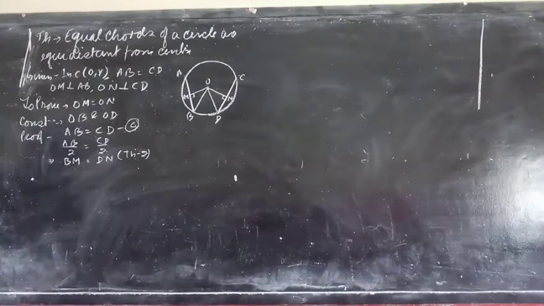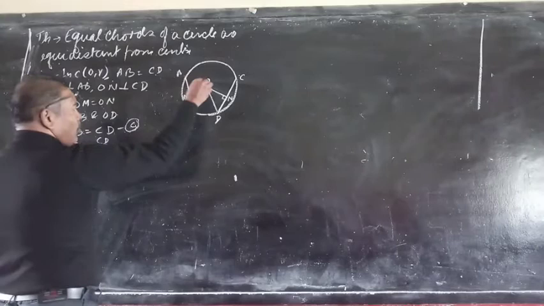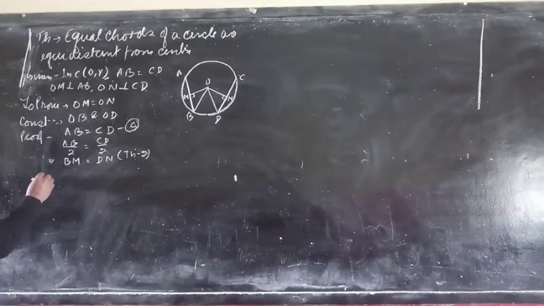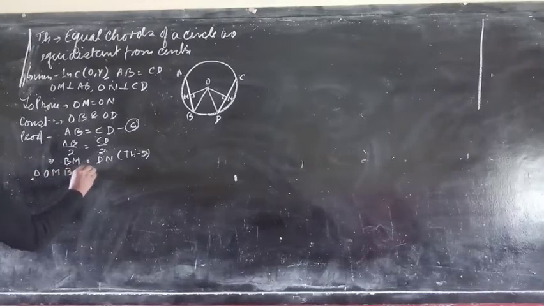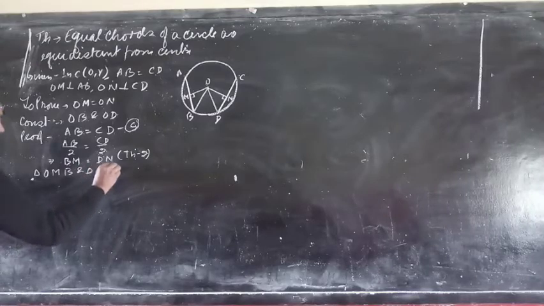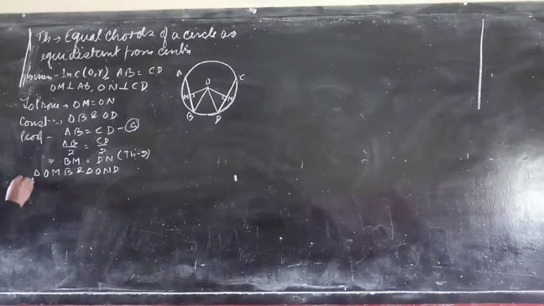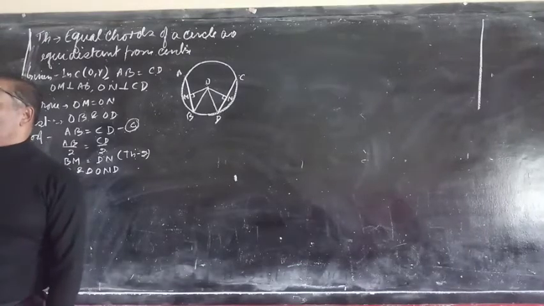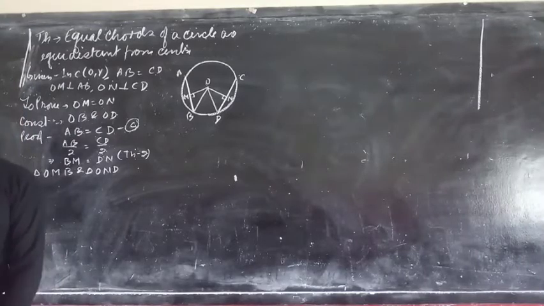Now, we'll take these two triangles, triangle OMB and triangle OND. Now, there are three facts which can make these two triangles congruent. I want one student from each row to stand and tell me the fact.